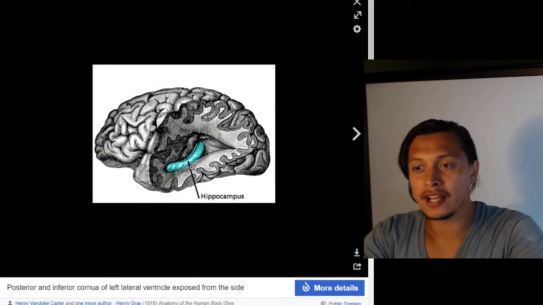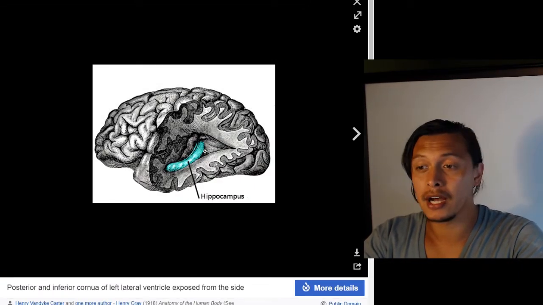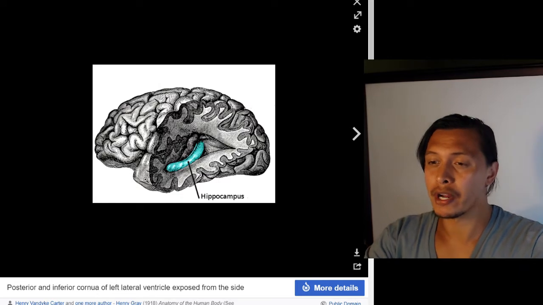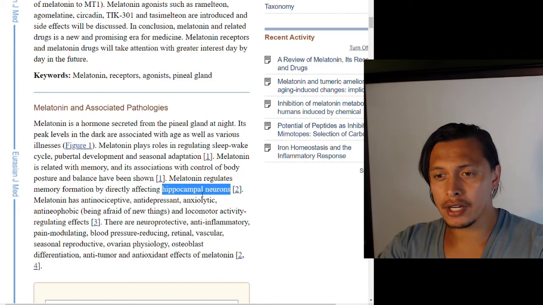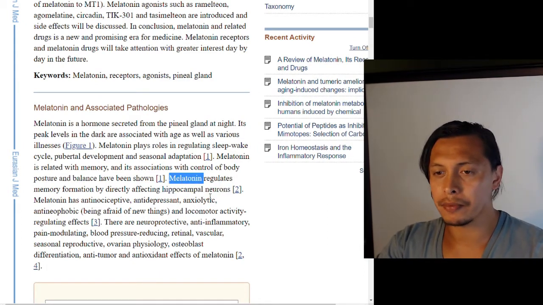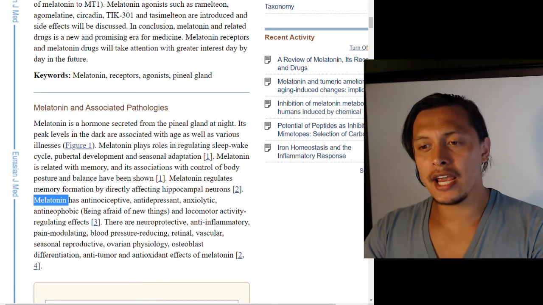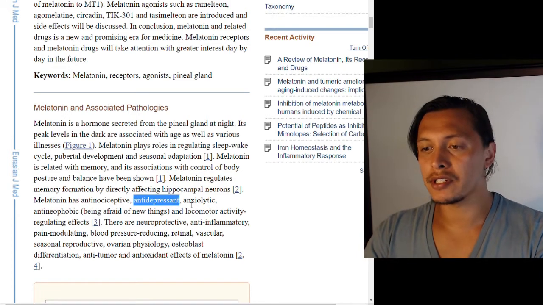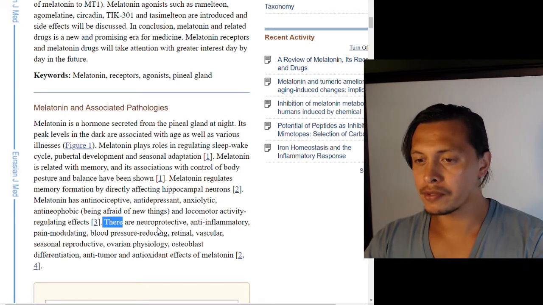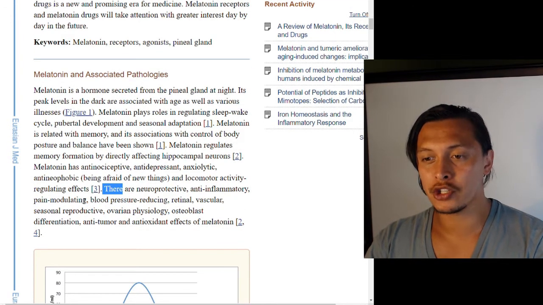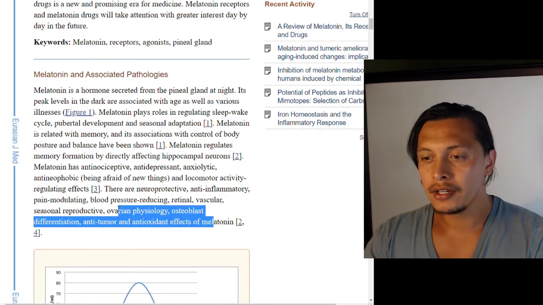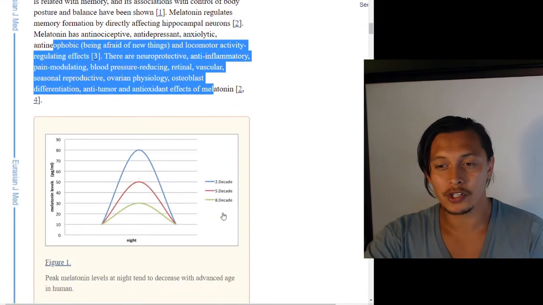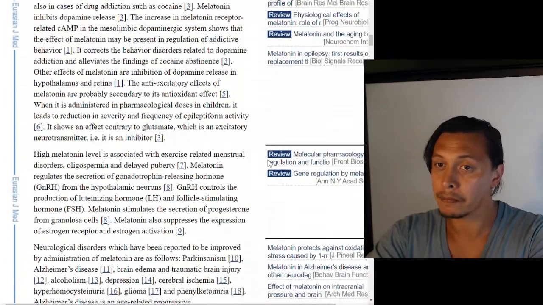And here it is highlighted in blue. This is one of the hippocampi, and there are 2 hippocampi in the brain, one for each side. So these hippocampal neurons are regulated by melatonin. Anyways, melatonin has anti-nociceptive, or anti-pain, and antidepressant effects, all of these things. I've gone over this before, and there are neuroprotective, anti-inflammatory, pain-modulating, blood pressure reducing, retinal vascular, seasonal reproductive, and ovarian effects. Sorry, there are just a lot of effects of melatonin. I basically repeated part of the abstract there.